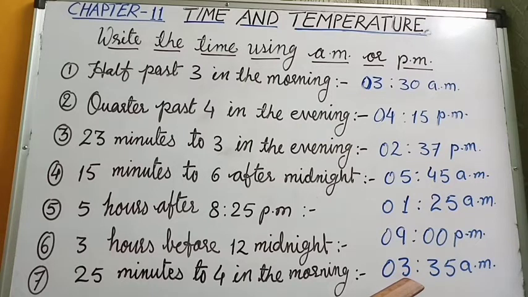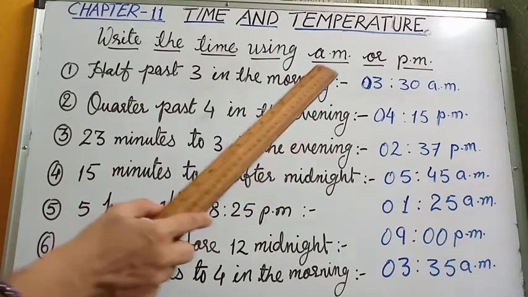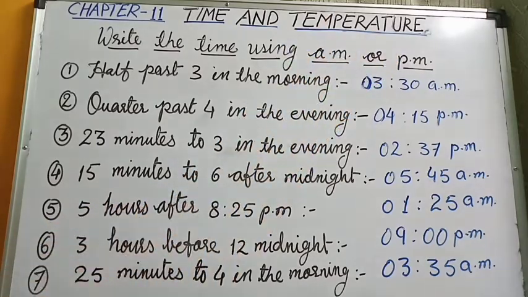So at hours place we can write 3, and at minutes place, how many minutes passed? 25 minutes left. That means we have to subtract 25 from 60. So 60 minus 25 is 35. So after 3 o'clock, 35 minutes passed and 25 minutes remaining to become 4 o'clock. So 25 minutes to 4 in the morning means 3:35 AM. So this way we can write time using AM and PM.